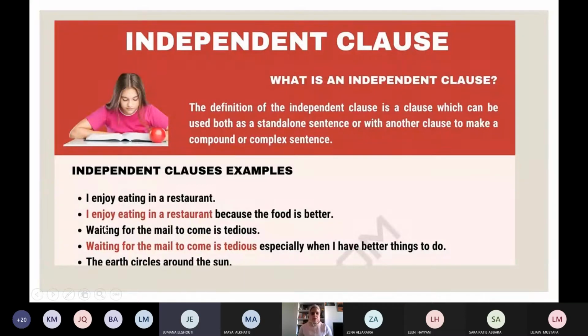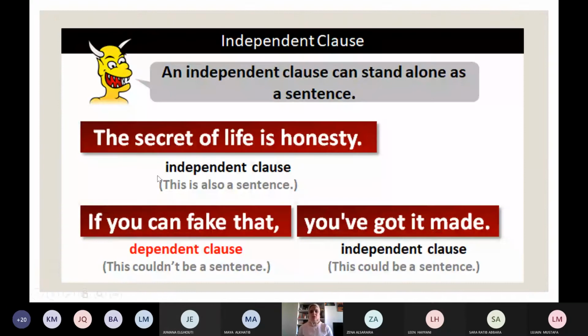Okay, waiting for the mail to come is tedious. Waiting for the mail to come, all of it is subject, is the verb, tedious is predicate, adjective. Okay, the earth circles around the sun. The earth, subject, circles, verb, around the sun, prepositional phrase. Independent clause can stand alone as a sentence.